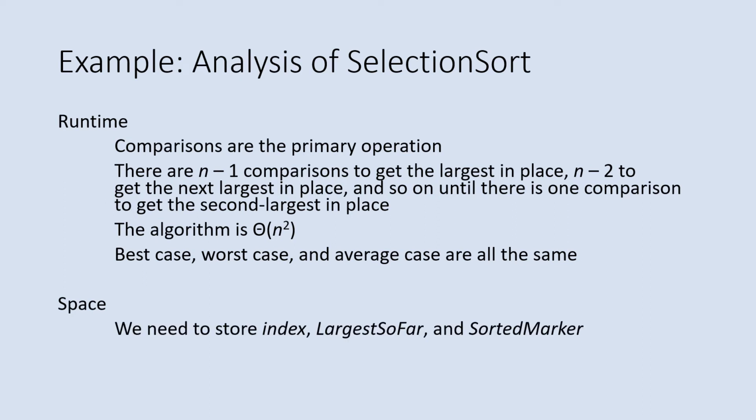If we look at the space analysis, we store the index, we store the largest so far, and we store the sorted marker so that we know where things are. And then we overwrite the index and the largest so far. We keep reusing those. The sorted marker moves to the left as we progress through the algorithm. A very minimal amount of outside storage. And so again, we have constant space. So again, big O of 1 on the space in that case.